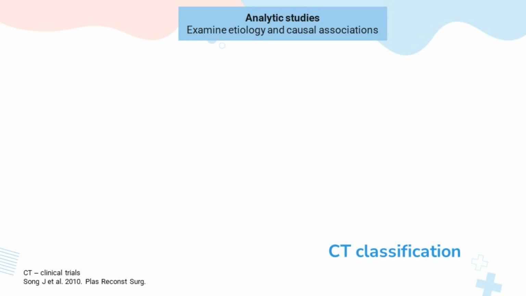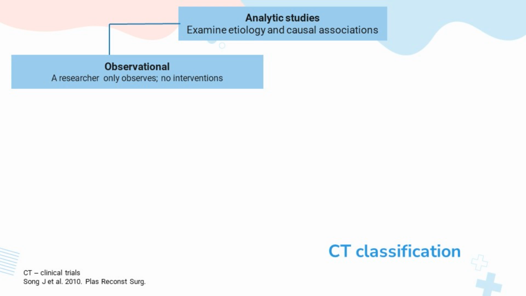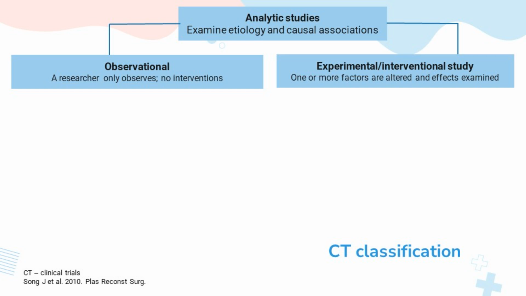This lecture is about clinical trials classification. Clinical trials fall into two broad categories. The first is observational studies, where researchers, doctors, simply observe healthy individuals or patients and do not intervene. In contrast to observational research, we have experimental or interventional research, when the researchers influence a research subject.